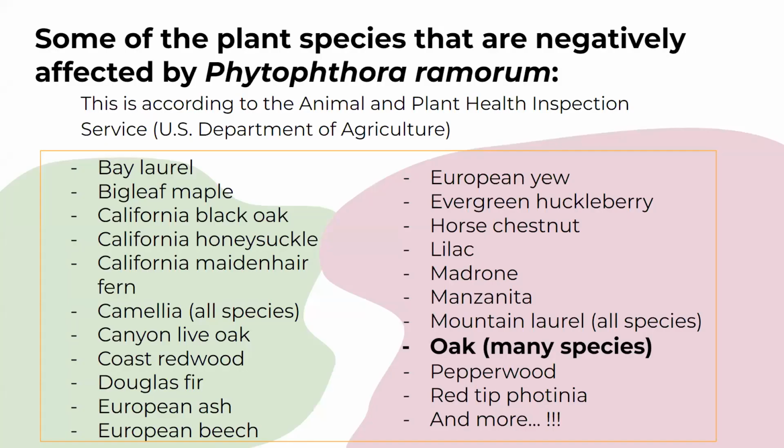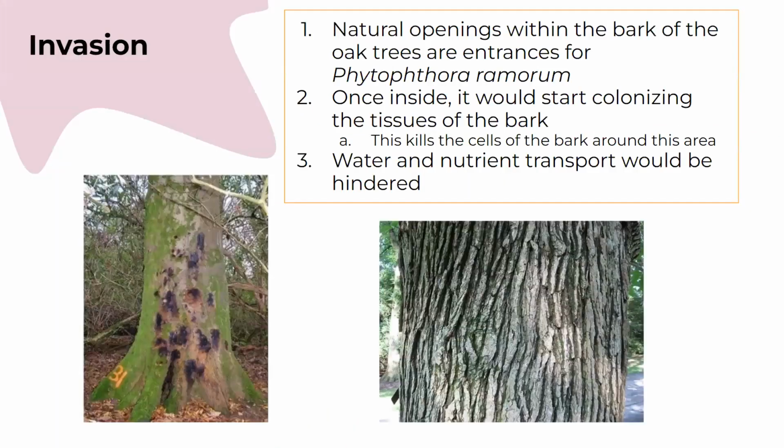Here is a list of just a few out of the many plant species that are negatively affected by P. ramorum according to the U.S. Department of Agriculture. You can pause the screen here if you're interested in the other pathways, but for our presentation, we'll focus on oak species. P. ramorum invades healthy trees via the natural openings in the bark. As it accumulates and grows, it begins to kill the cells of the localized area. This can inhibit water and nutrient transport, slowly making oak trees more and more sick.